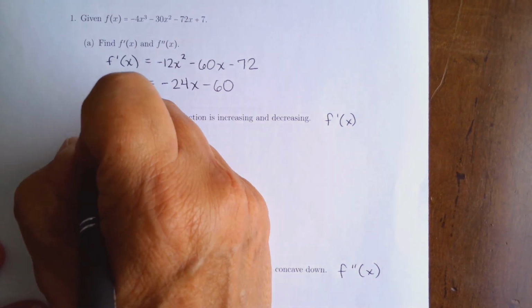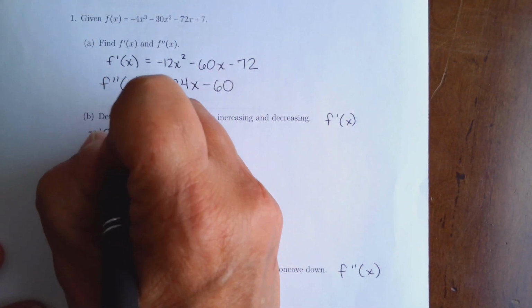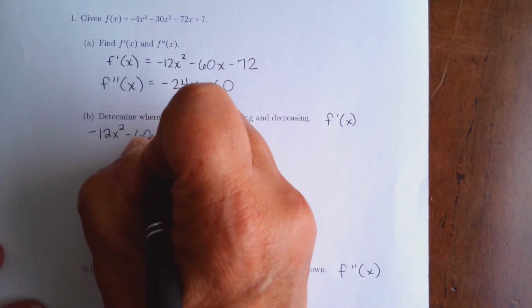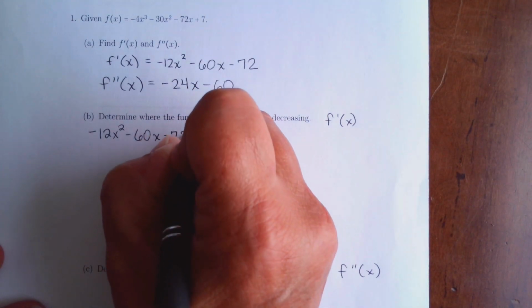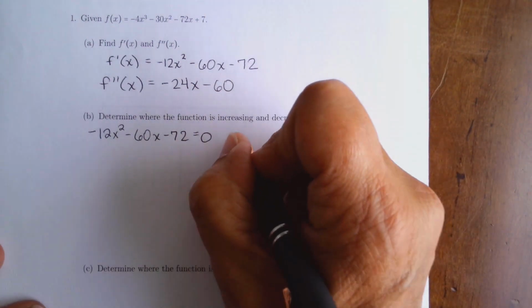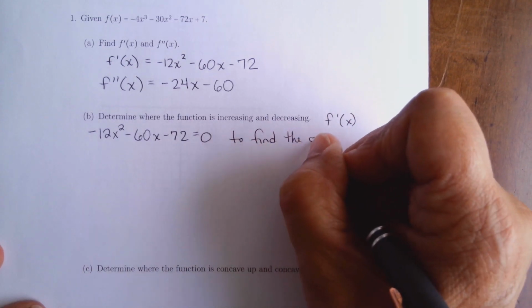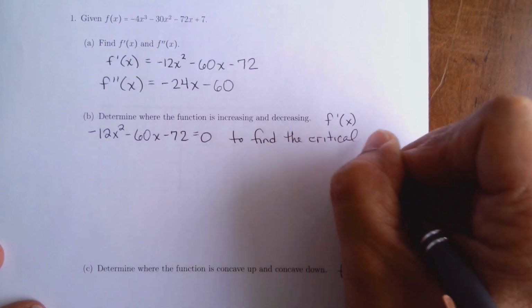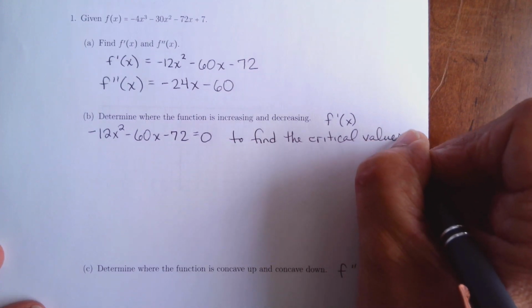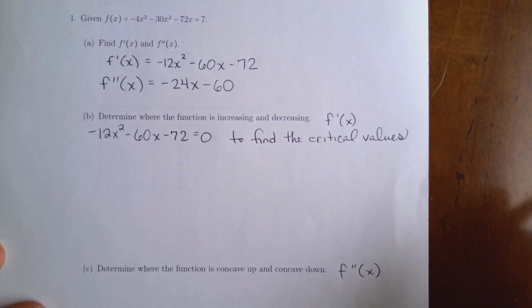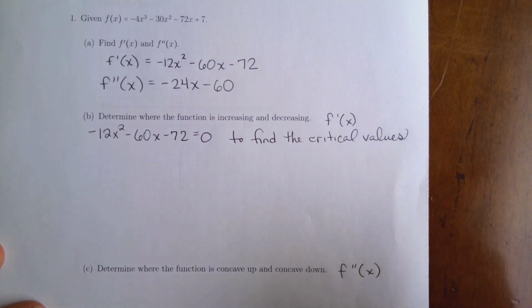So we're going to take negative 12x squared minus 60x minus 72 and set it equal to 0 to find the critical values. Okay, so that's always the first thing we're going to do. We have to find the critical values so we can put them on the number line to find where our function's increasing and decreasing.